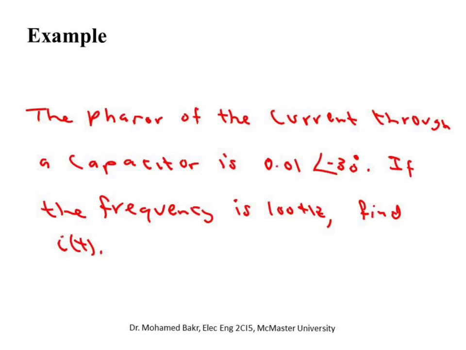Okay, let's take one example on how to convert from a phasor to the corresponding time domain signal. Here we are told that the phasor of the current going through a capacitor is 0.01 angle minus 30 degrees. So it's 0.01 e to the minus j 30 degrees, e to the minus j pi over 6. All of them are the same. And we're told the frequency is 100 hertz. We would like to calculate the corresponding time domain signal.